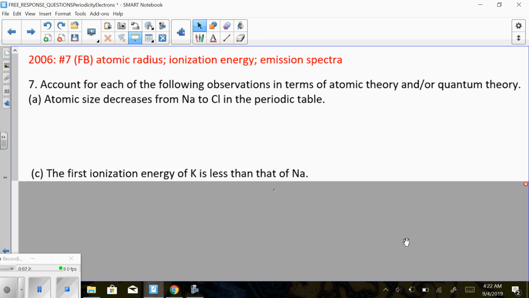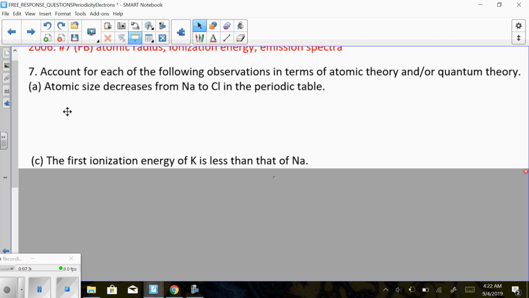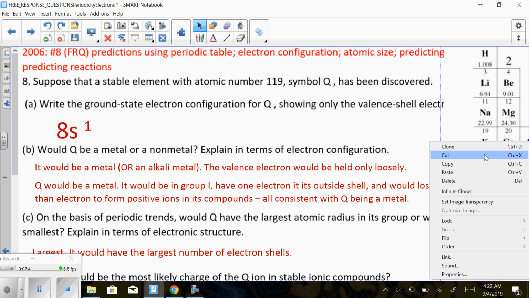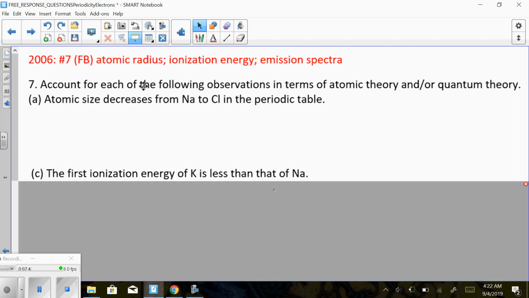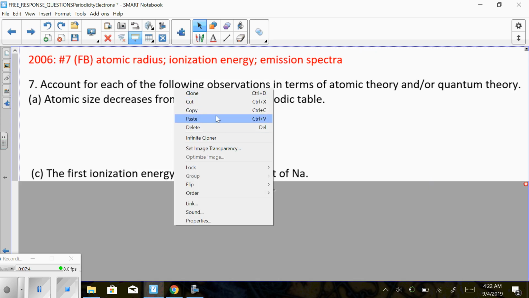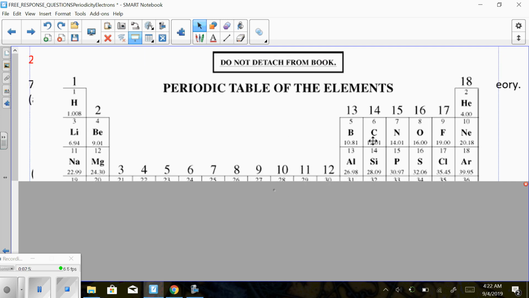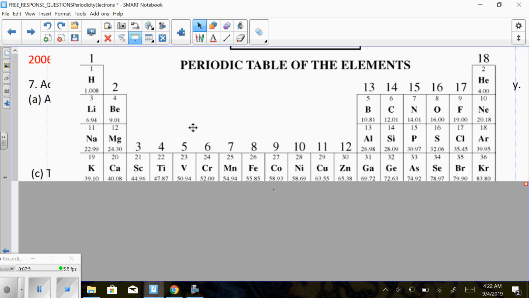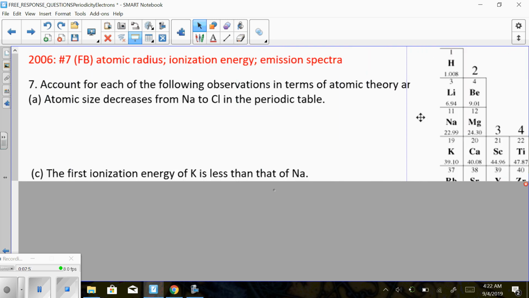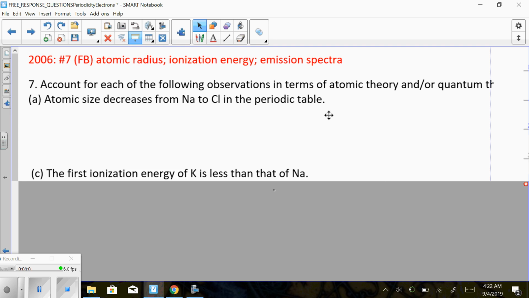Account for each of the following in terms of atomic theory and/or quantum theory. So atomic size decreases from sodium to chlorine in the periodic table. So how do we account for the fact that, and let me go back here, and I'm just going to grab this, and we'll look at this. So we're looking at sodium to chlorine. So account for the fact that it decreases in size.